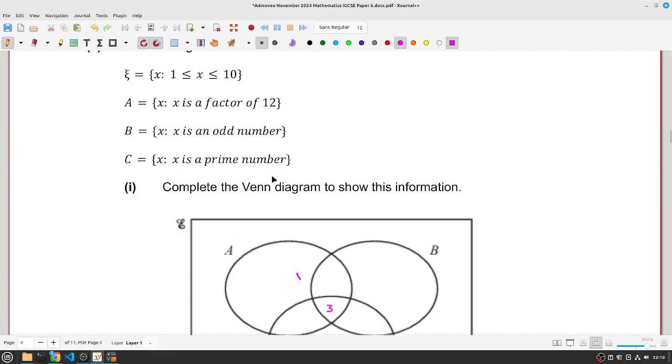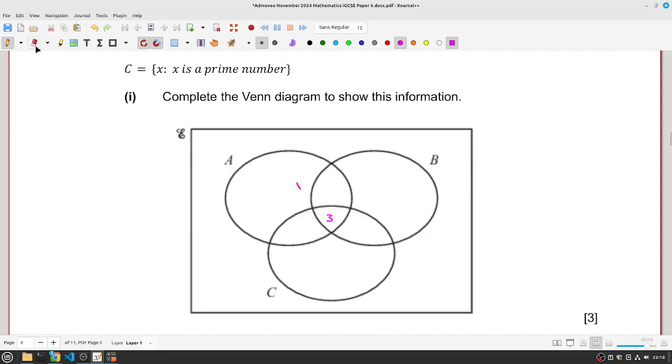And there are no other odd factors of 12 except for 1. But 1 is a factor of 12 and odd, but it's not prime. Okay. Oh, I accidentally made a mark there.